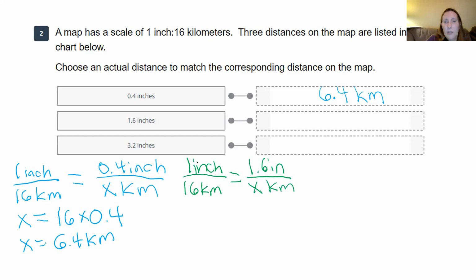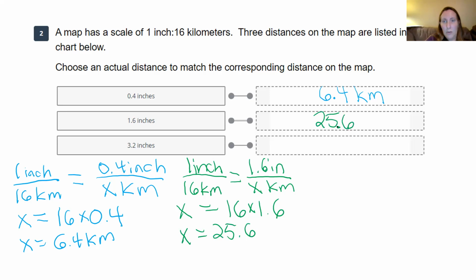Okay, well, 1 times x, again, is x. And then 16 times 1.6 will give us our answer, right? Well, 16 times 1.6 is equal to 25.6. So our unknown is 25.6 kilometers.